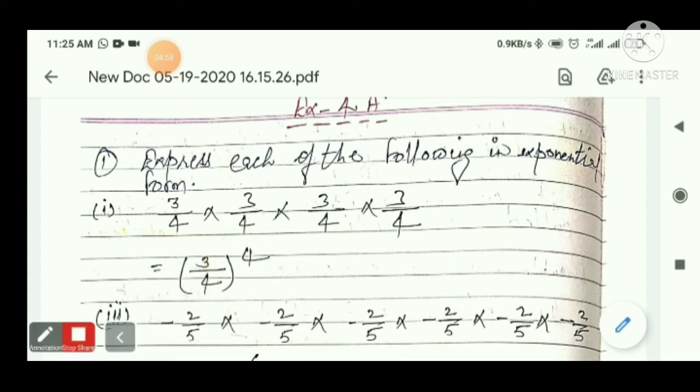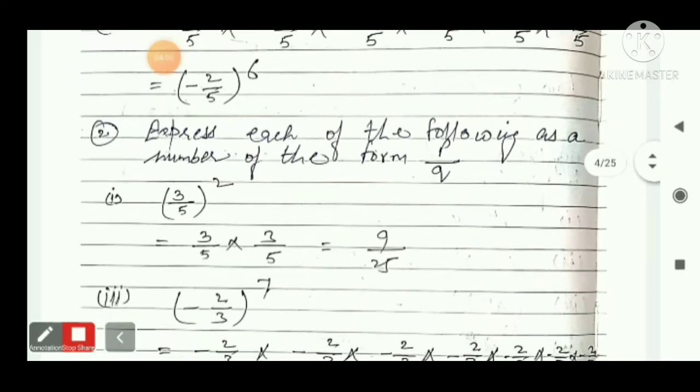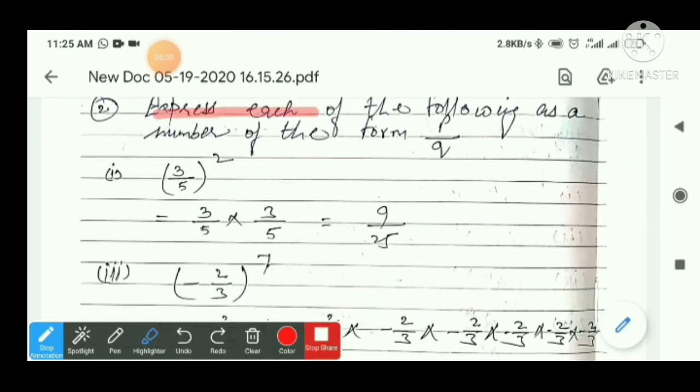Okay. So please look at question number 2. Express each of the following as a number of the form P upon Q. So students, we have to write it in the form P upon Q. It will be (3 upon 5) raised to 2. So 3 upon 5 is repeating 2 times, so we will multiply 3 upon 5 by 3 upon 5. It will be 3 into 3, 3 threes are 9, 5 into 5, 5 fives are 25.